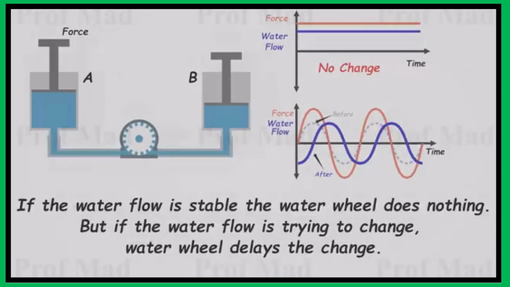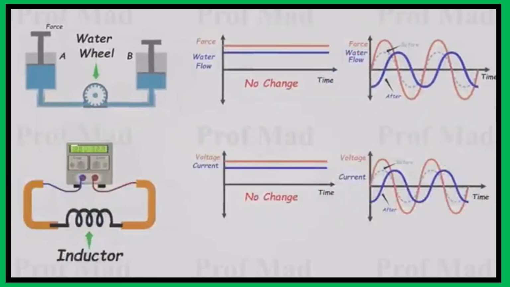If the water flow is steady, the water wheel does not interfere with it. However, if the water flow attempts to change, the water wheel delays this change. This behavior parallels that of an inductor in an electrical circuit. In the case of direct current, DC, where voltage remains constant, the inductor does not influence the current. However, in alternating current, AC, circuits, where voltage is always leading the current, this effect becomes evident.